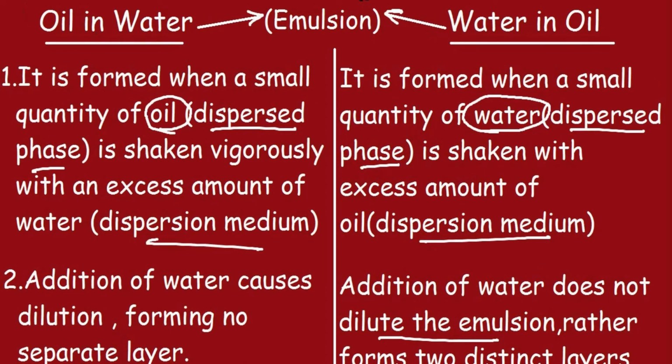So these were the differences. These were the 5 differences between oil in water and water in oil type emulsions.